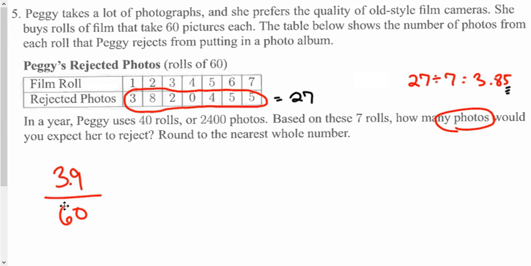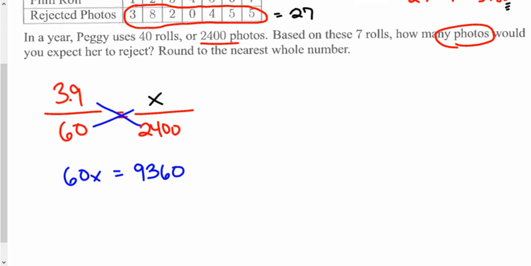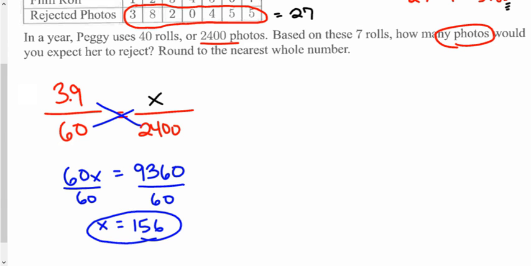So there's 60 photos on each roll. That's the reason I'm putting 60 on the bottom. 3.9 out of 60 is thrown out. And we want to know, out of 2,400 photos, how many photos would be thrown out. And so now we can just cross multiply. And there you have it.